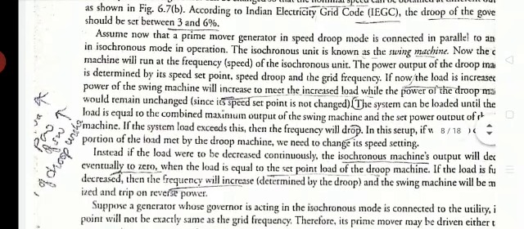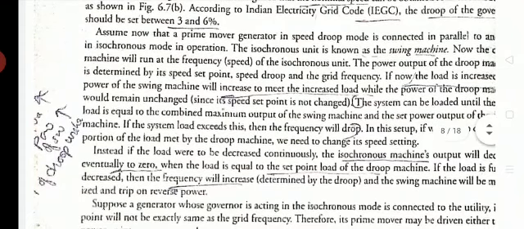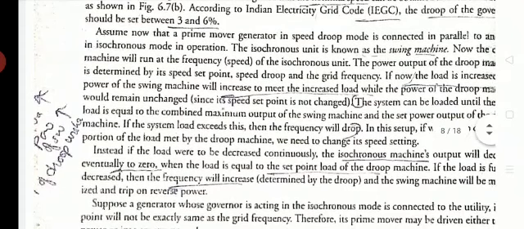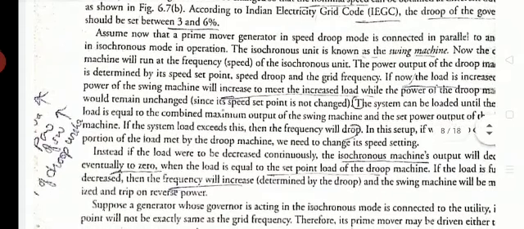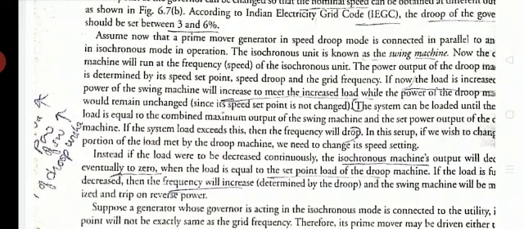So assume now that a prime mover generator in speed droop mode is connected in parallel, that is, in the interconnected system, with a unit in isochronous mode of operation. The isochronous unit is known as the swing machine. You remember, the isochronous unit is known as a swing machine. Now this machine will run at the frequency of the isochronous unit, that is, the frequency will be constant here, because it is used for the isolated system.